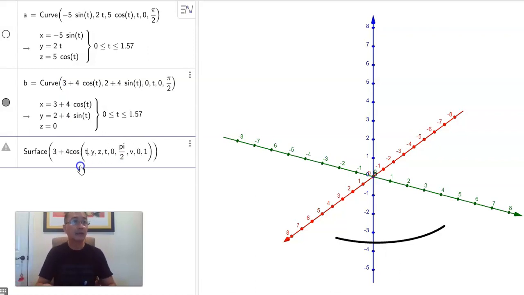It freaks out a little bit when I do cut and paste. So annoying. Y, 2 plus 4 sine of t. Okay? So actually, if you are doing your homework and you're asked to draw the curve and the surface, you don't need to draw the curve separately, because the surface command will include that curve on the xy plane.